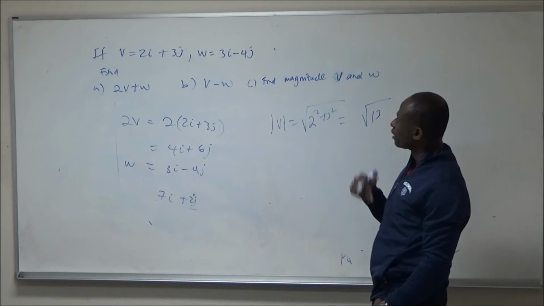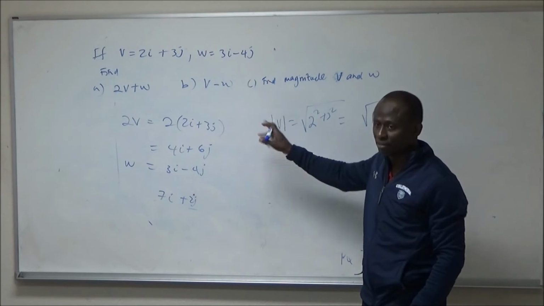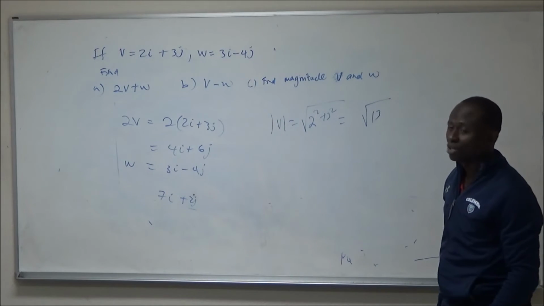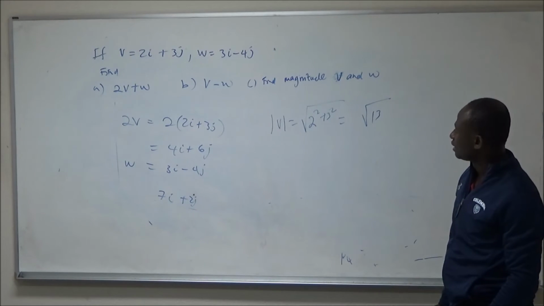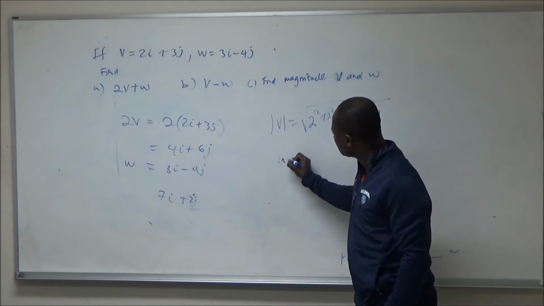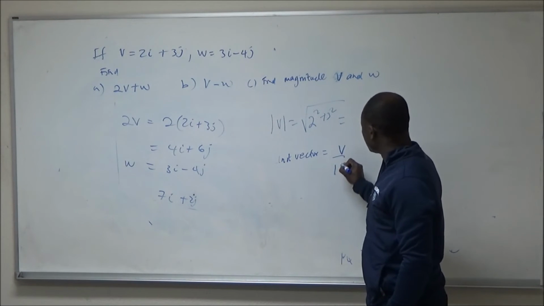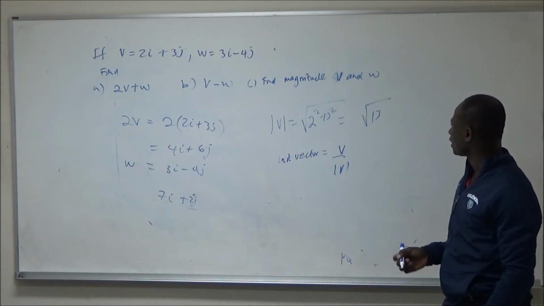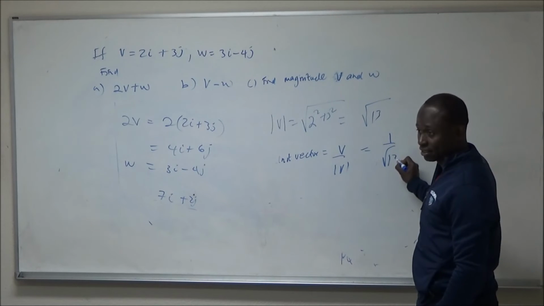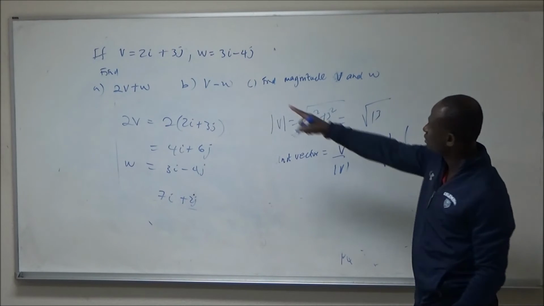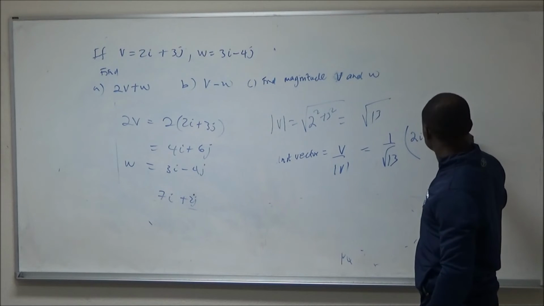So let's throw a little bit of a wrench into this. How would you find the unit vector for V? What is the unit vector for V? So the definition for unit vector again, unit vector is this, the vector over its magnitude, right? So that's pretty straightforward. This is going to be 1 over root 13 times 2i plus what? 3j.